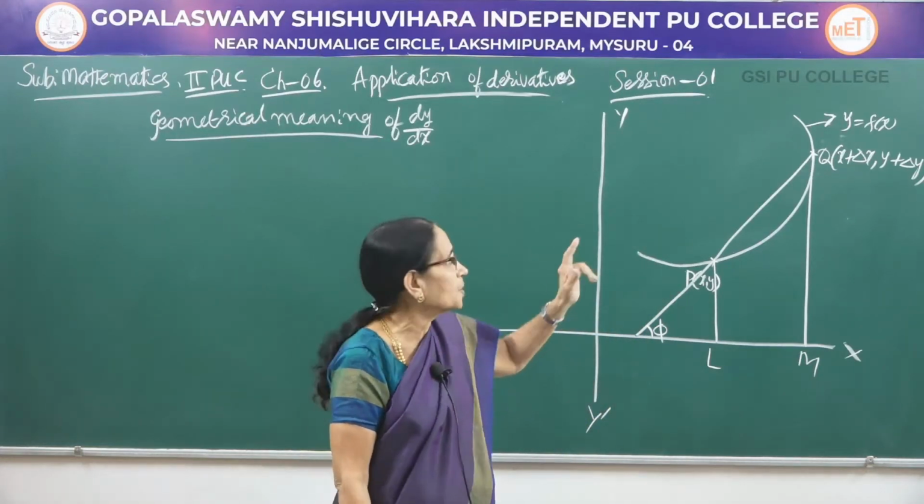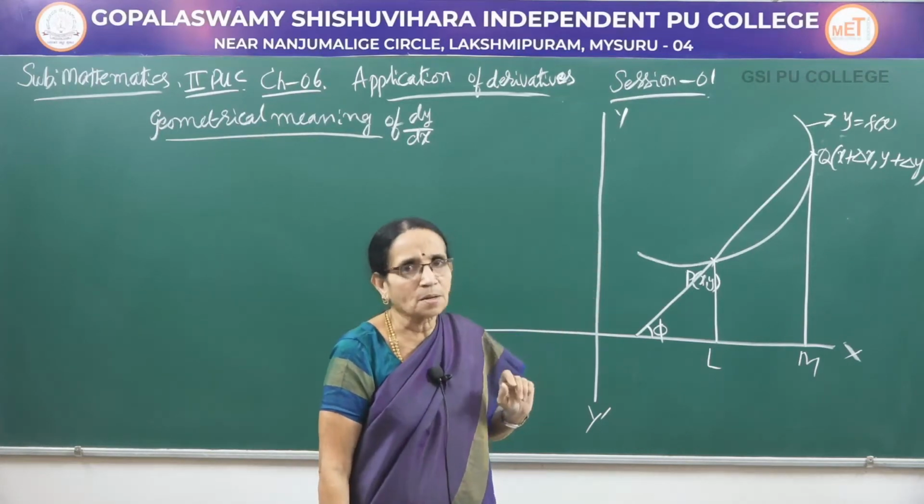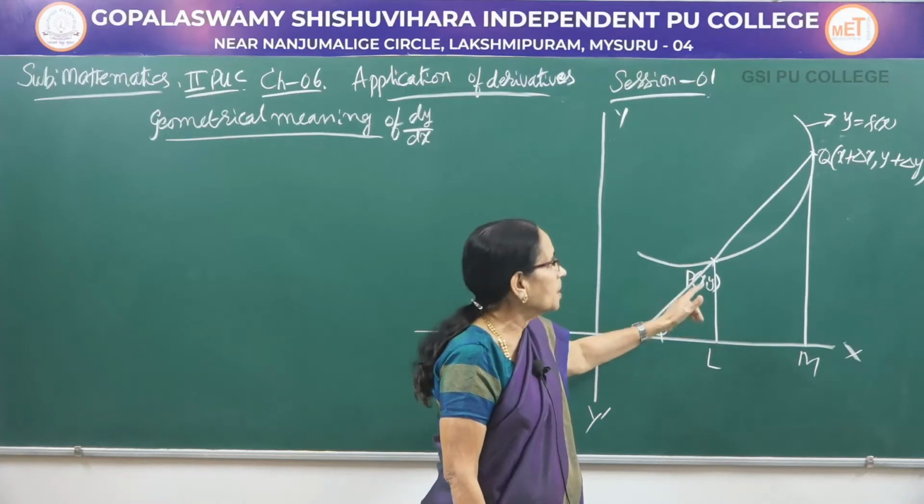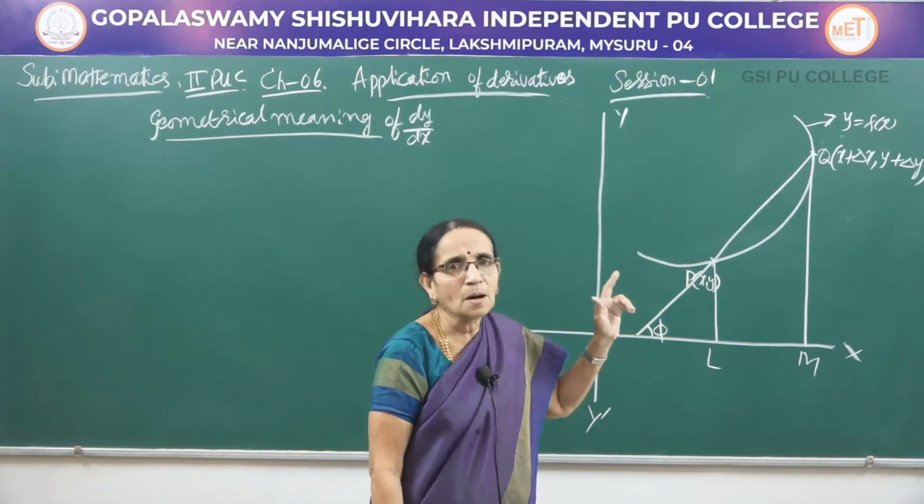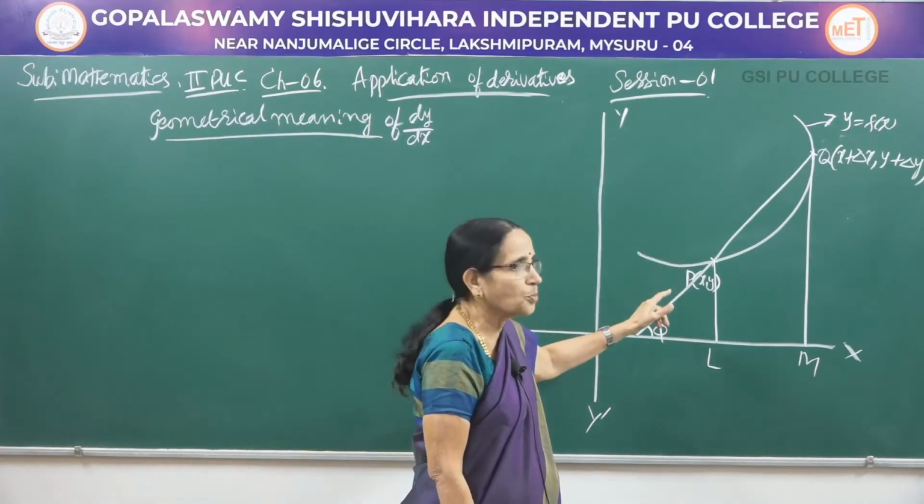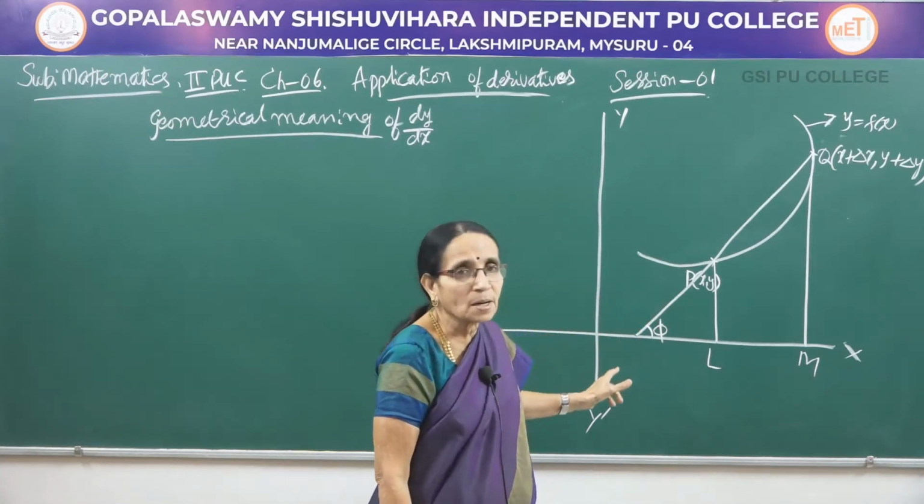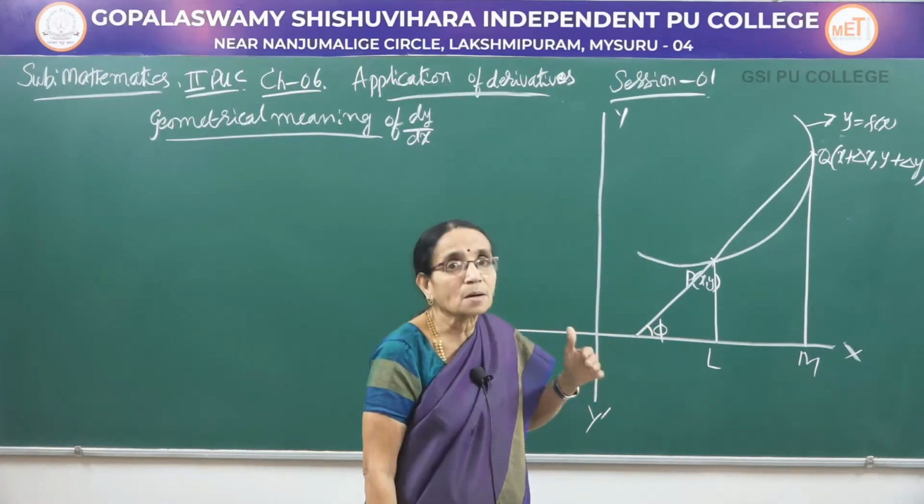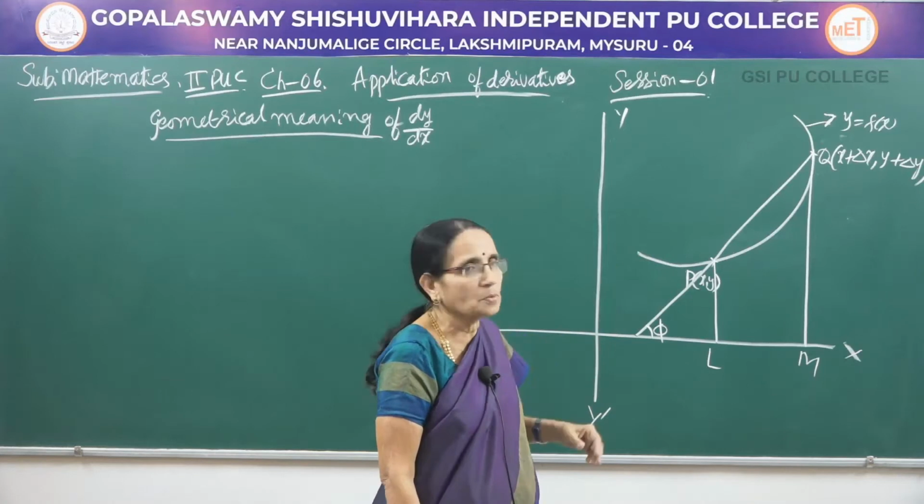Consider a continuous function y is equal to f(x). That's the first point. Take 2 points P(x, y) and Q(x plus delta x, y plus delta y). Next, what have I done? Join QP and produce it to make an angle phi with the x-axis. QP is nothing but the chord of the curve I have taken.